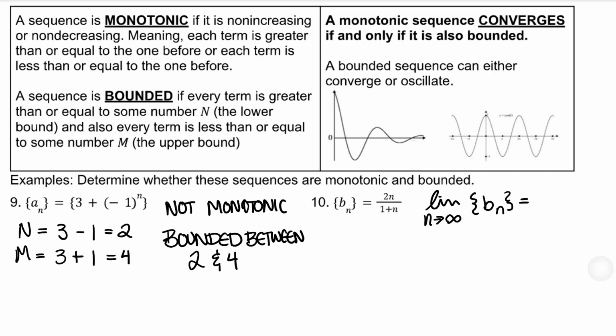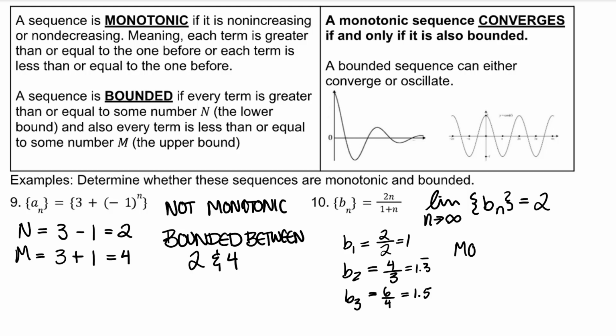As a reminder, the limit of the sequence b sub n was 2, so this sequence will converge to 2. We can check if this is monotonic, non-increasing or non-decreasing, by checking the first few terms. b sub 1 would be 2 over 2. b sub 2 would be 4 over 3. b sub 3 would be 6 over 4. And if we continued, I believe we would have a non-decreasing sequence. Each term is greater than or equal to the term before, making the sequence b sub n monotonic.